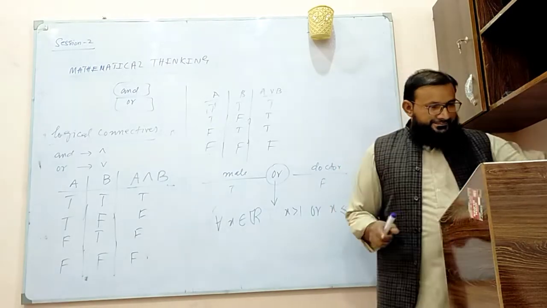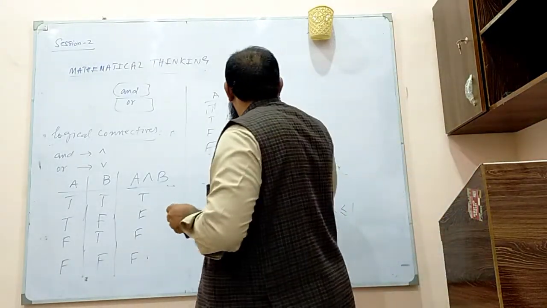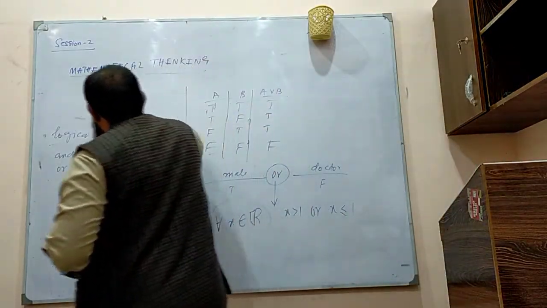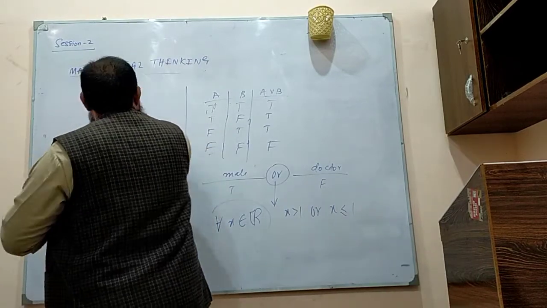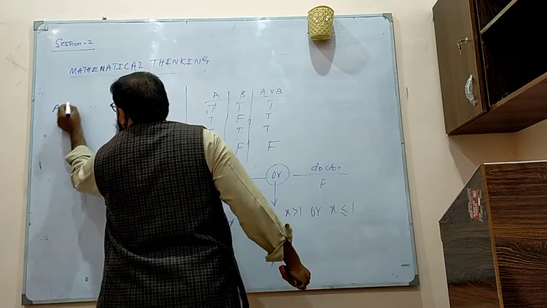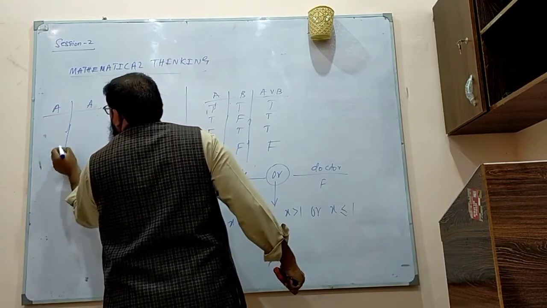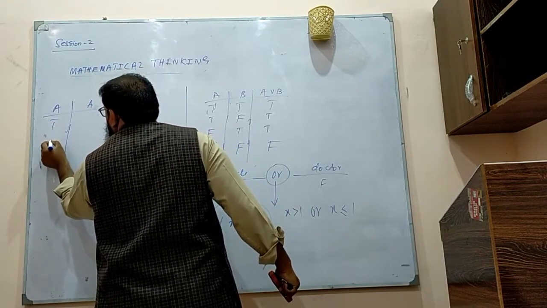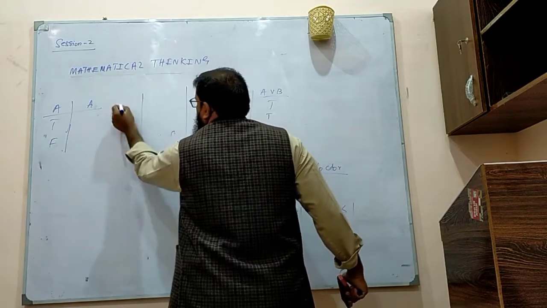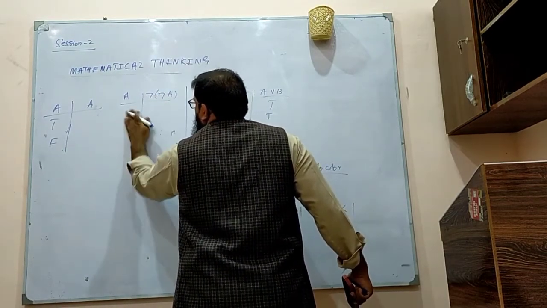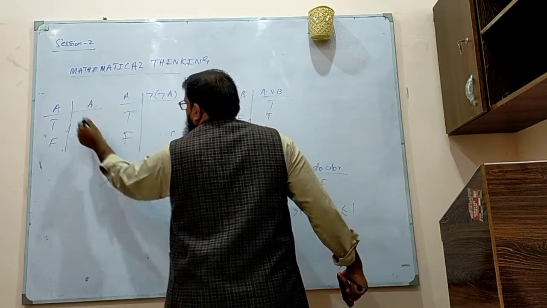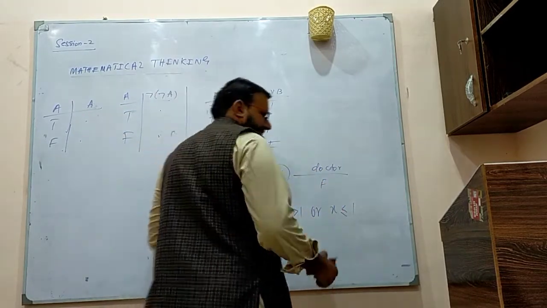So let me give you some other exercise to tell me. I have a statement A, on another side I have a statement B. The possibilities are true and false. And I have a statement A, I have negation of A. And A is true or false. What should be here, here and here?